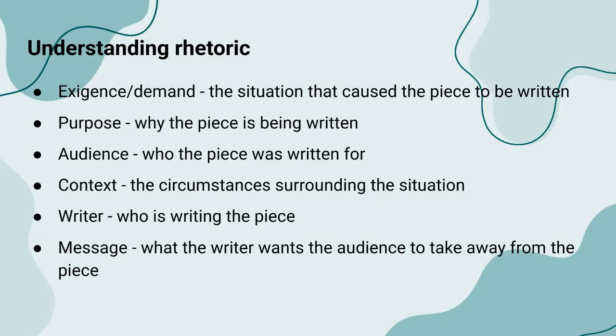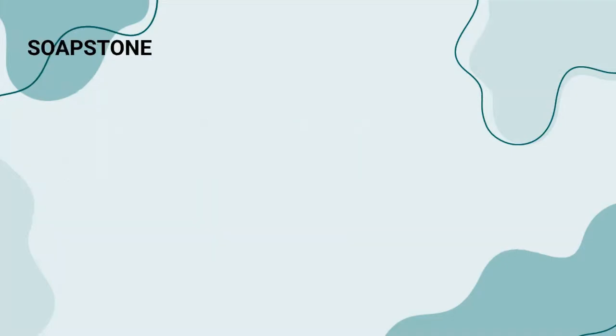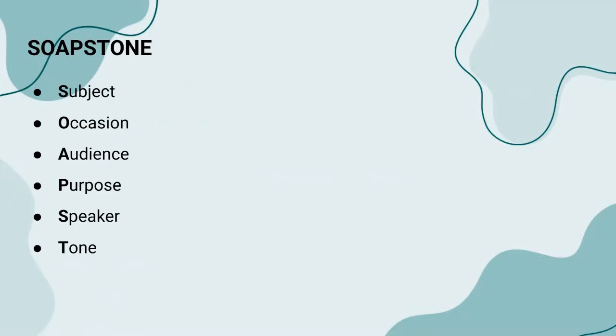It's the setting. Writer: who's writing the piece, that's rather obvious. And message: what the writer wants the audience to take away from the piece. Another very simple one, for this example it would be pizza is better than pasta. That's obviously a very basic example of what rhetoric is. However, this is a very simple way of understanding how to use and understand rhetoric. So SOAPSTone is another thing that the AP, or College Board, also has as a thing to help you remember it.